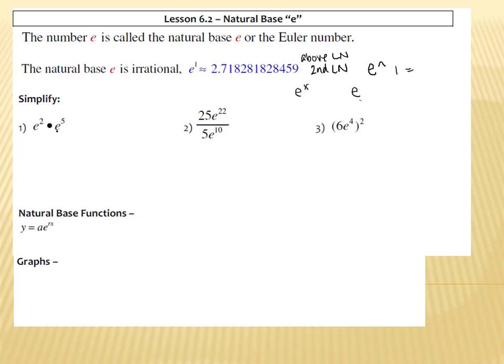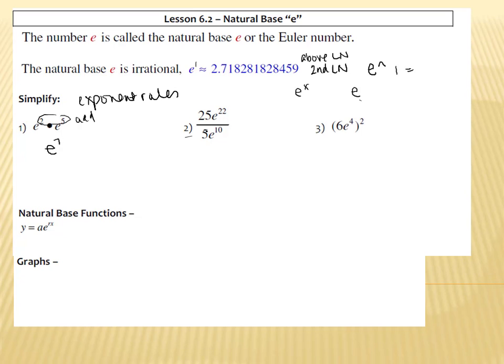But if I wanted you to simplify problems that involved e, we would go back to our exponent rules that we learned back in chapter 5. So the bases are the same. It's a multiplication problem. What do we do with these? We add them. So it becomes e to the 7th.